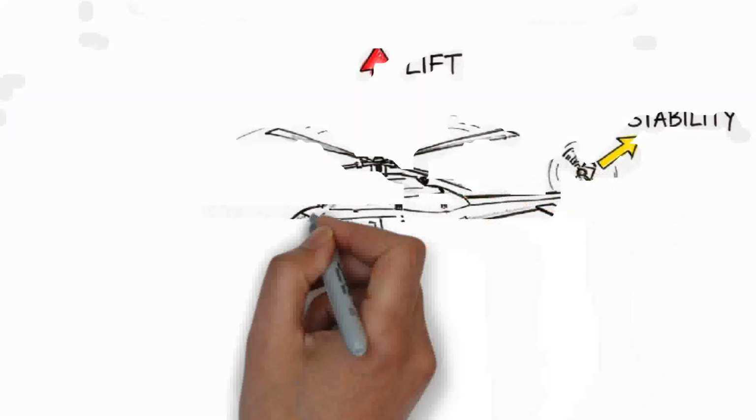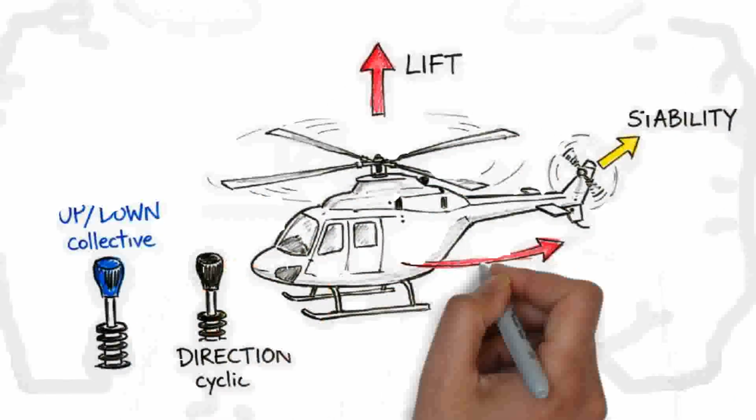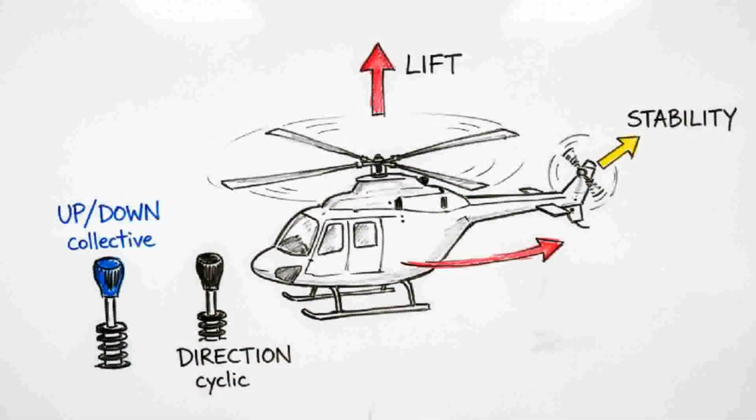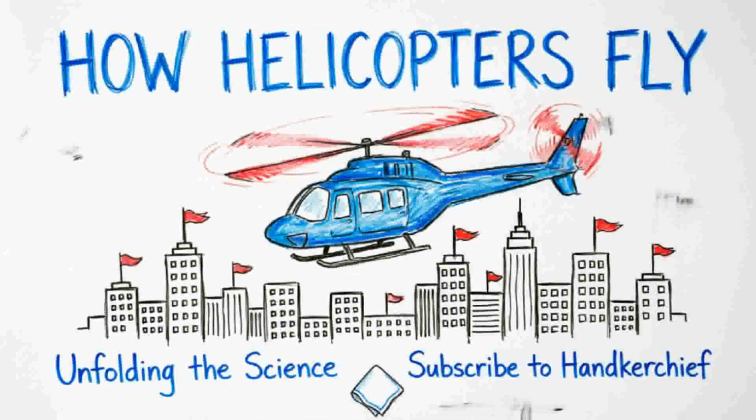In summary, helicopters fly by using spinning rotor blades as wings, controlling lift with the collective, direction with the cyclic, and stability with the tail rotor. The next time you hear a helicopter overhead, you'll understand the amazing physics that keeps it flying. Thanks to Bernoulli's theorem, Newton's laws, and brilliant engineering.